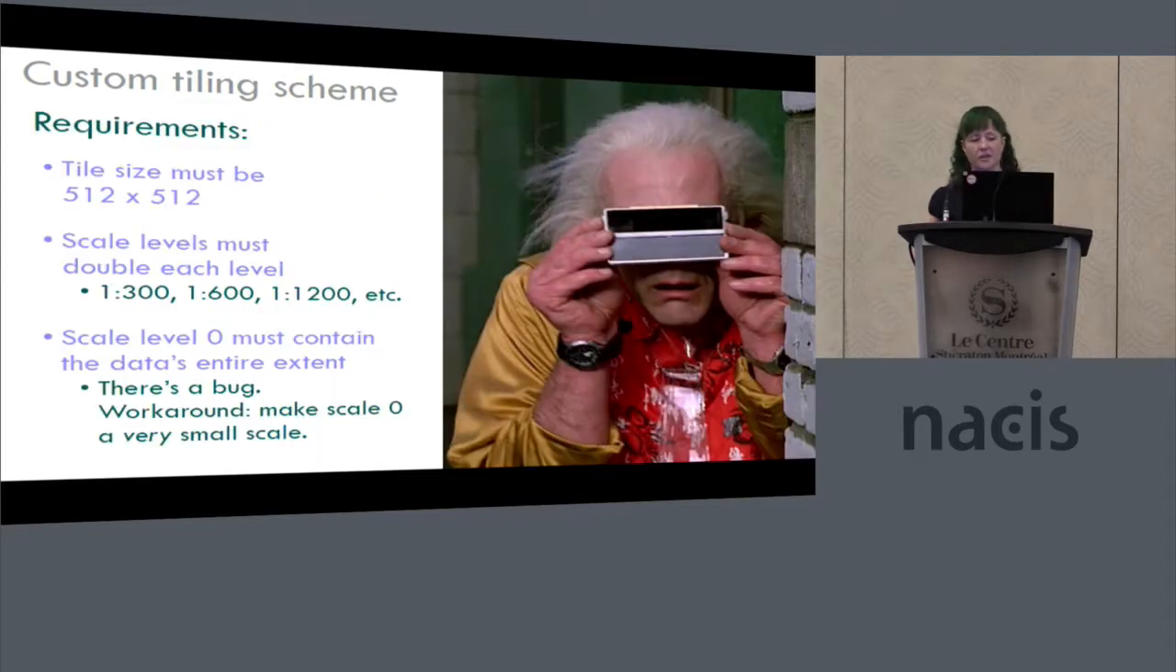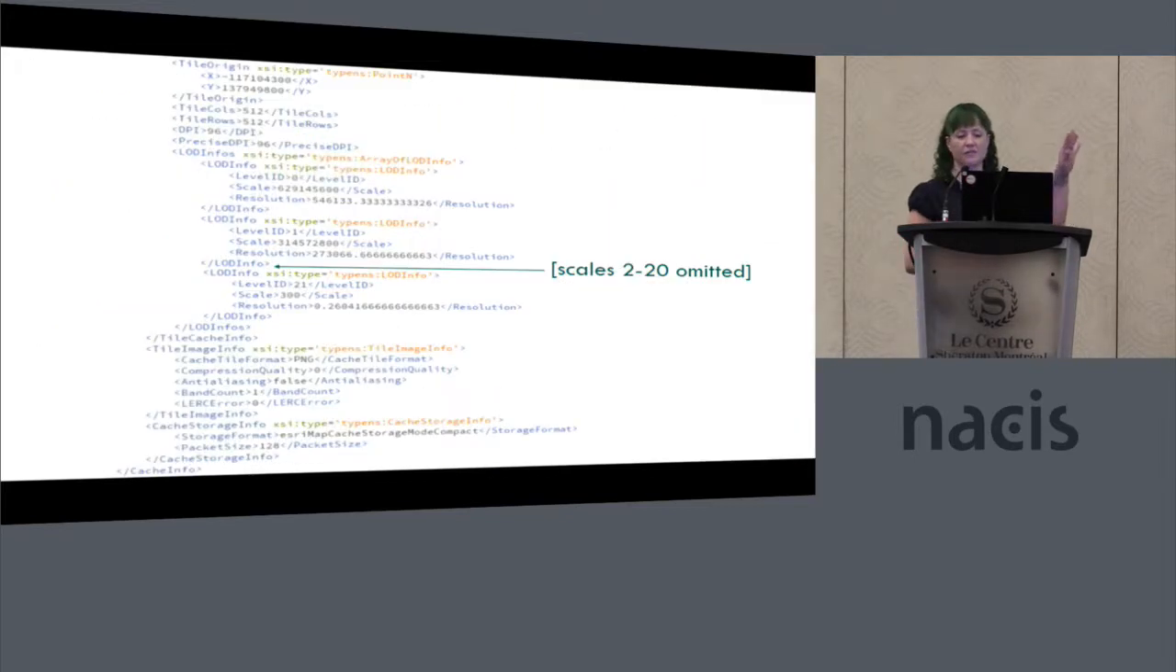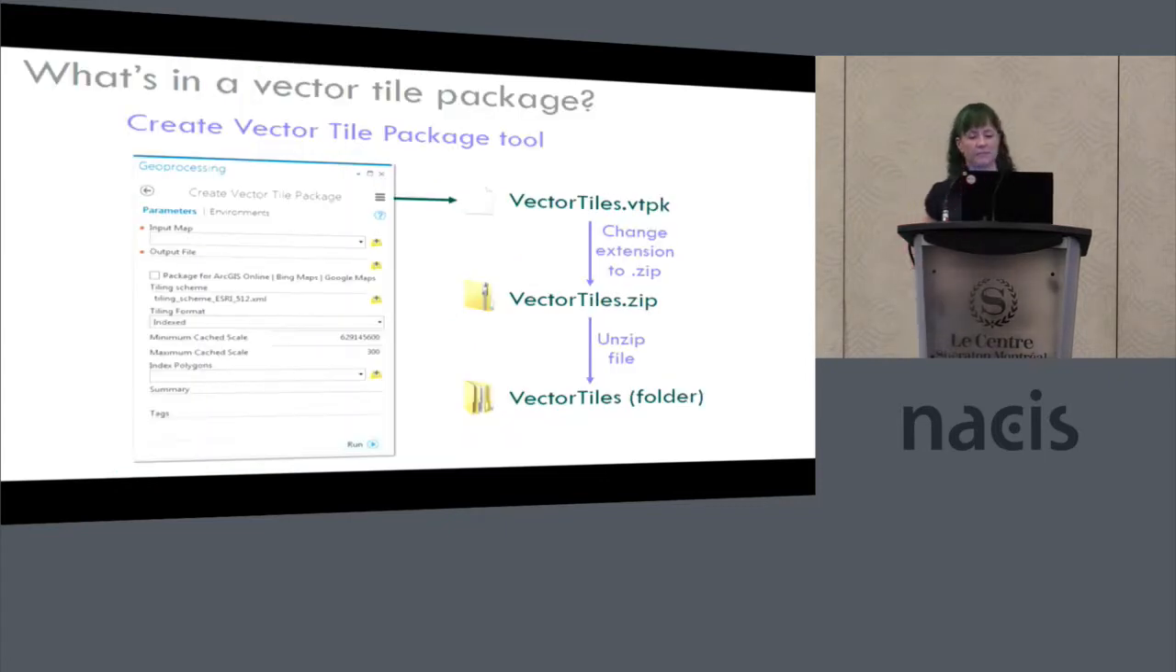A few requirements if you're doing this: tile size must be 512 by 512. Scale levels must double each level, and the scale level 0 must contain your data's entire extent. There was a bug, however. I had to set my scale level 0 to 1 to 629 million, which is a lot. It's a lot smaller of scale than I would need to contain my data. But once I set it to that, then it finally started to work. I've thrown the text in here for future reference in case that helps anybody.